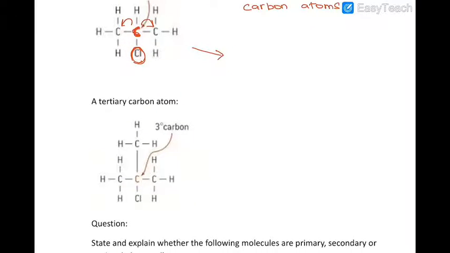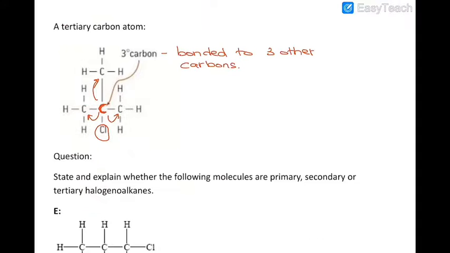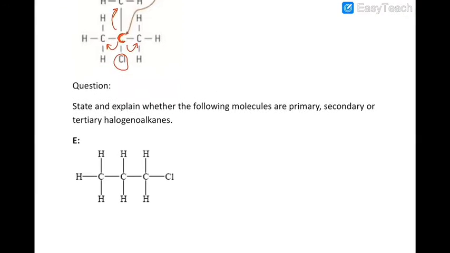A tertiary carbon now. Here we have a functional group. This is the carbon that we're going to consider. So this is attached to the functional group. So we consider this, and this is attached to 1, 2, and 3 carbons. All right. So this is a tertiary carbon, a carbon bonded to 3 other carbons. Now let's see a few examples.